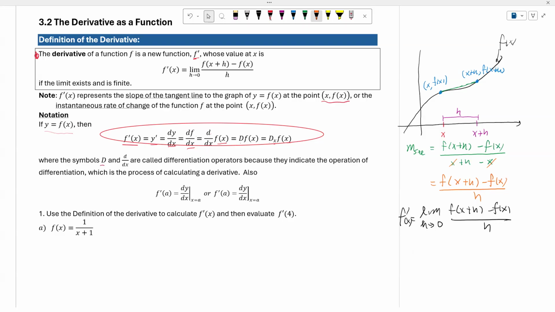Now the symbols d and d dx are called differential operators because they indicate the operation of derivative, right? Differentiation, which is the process of calculating a derivative. Also, these notations tell you that we could write f prime of a is equal to dy dx evaluated at x equal to a.